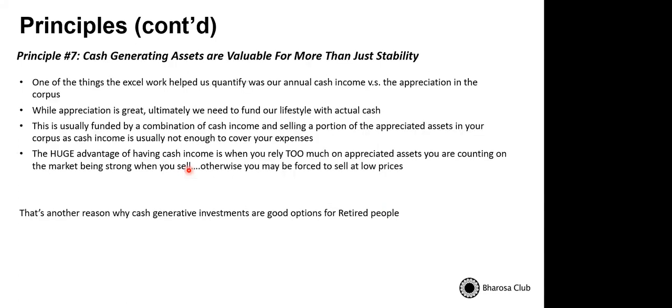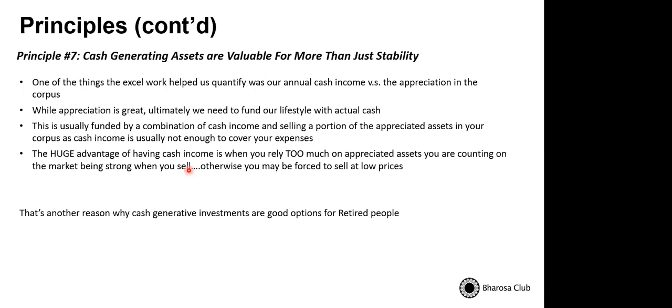The next principle that we can abstract from this: cash generating assets are valuable for more than just stability. So why did we care about how much of a dividend or how much of a cash income we were getting from our assets on a yearly basis? The reason is, at the end of the day, the corpus has to fund our expenses, right? Paper gains are going to do nothing for us when we actually need to pay our bills. We have to pay our bills with cash. Now, if too much of our portfolio is in assets that are not generating cash for us, we are counting on being able to sell them at the right time, at the right price.